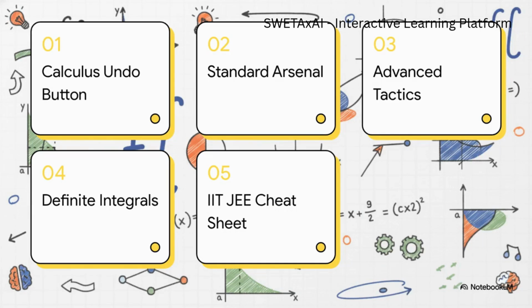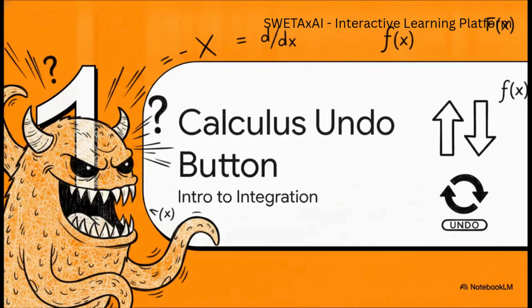We're using a level-up approach today. We'll kick things off with Level 1, the Calculus Undo button. Then we'll move to Level 2, your standard arsenal. Level 3 covers advanced tactics, Level 4 dives into definite integrals, and we'll wrap it all up with Level 5, an IIT JEE cheat sheet. So Level 1, the Calculus Undo button.